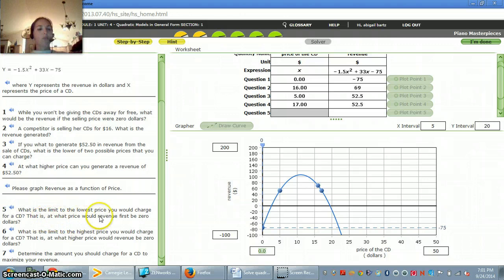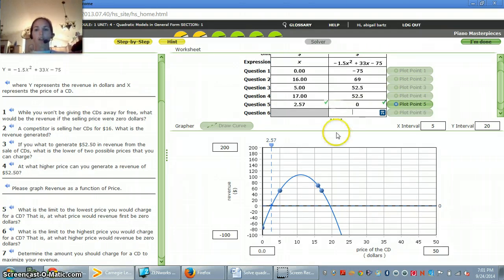And now it says, what is the limit to the lower value you could charge for a CD? That is, at which price would the revenue be first be $0? So they're really asking, at what point are you going to start selling? And if you sold your CDs for only $2.57, you will make nothing. You'll break even. See, and there's the 0. And then it asks you to plot the point.